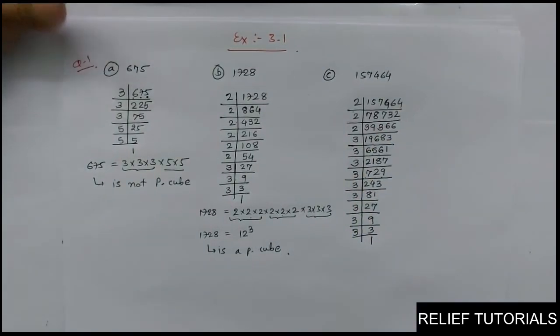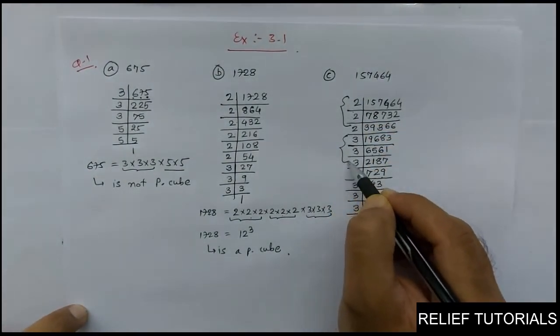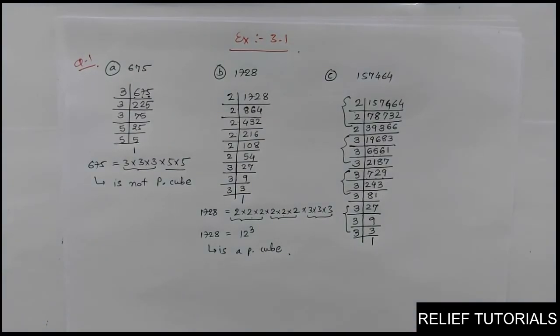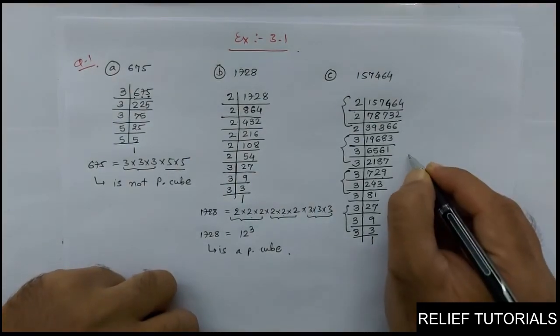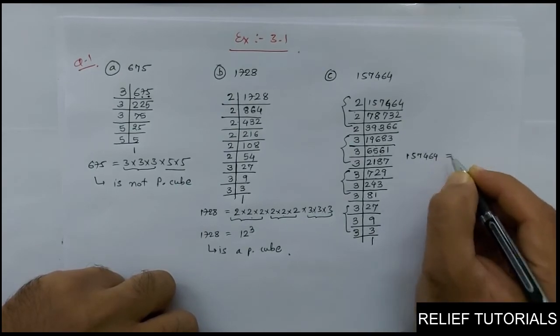Such a long factorization. So if you see the triplets of 2, 3, 3 and 3, it's a perfect cube number. There is no extra number. Every number is in a triplet. So can I write 157464 is a perfect cube number.